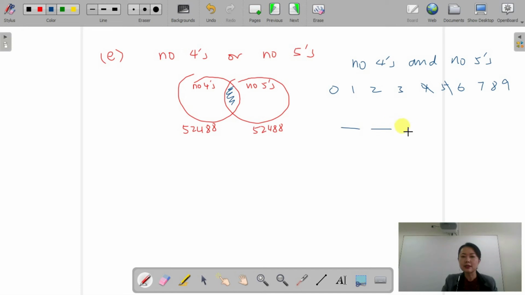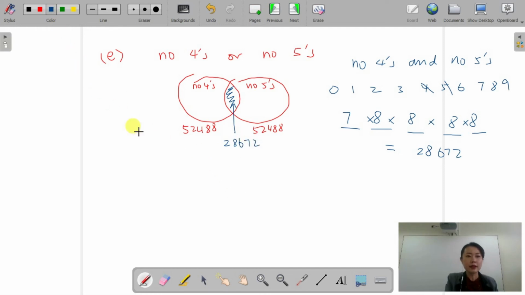Okay, let's count this. So the first digit, we can't use 4, we can't use 5, so that's 8, and you can't use 0 either, so that's 7, and then the rest is 8. So that gives you 28672. Okay, so that space there is 28672.